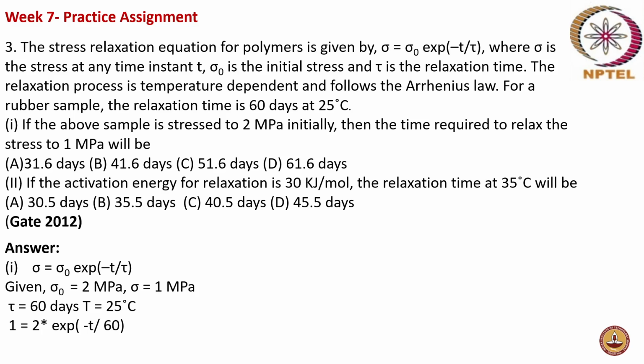So we have all the parameters. Sigma is 1, sigma naught is 2. So 1 is equal to 2 into exponential of minus t by 60, where 60 is your relaxation time. So we have all other parameters. You will get the time required for the stress to fall from 2 megapascal to 1 megapascal is 41.6 days, which is nothing but your option B.